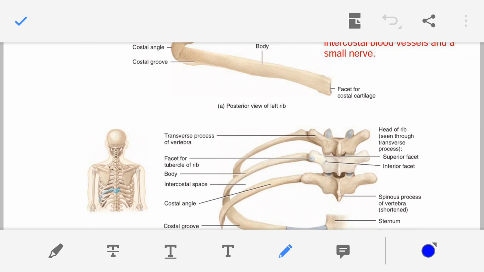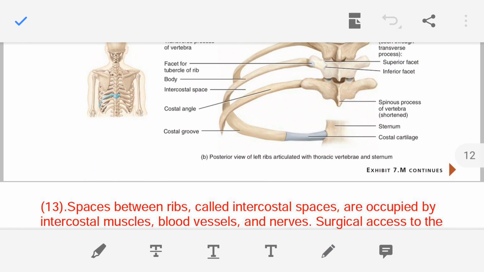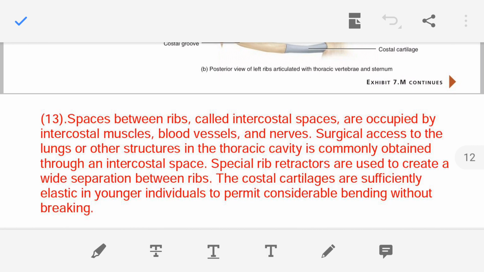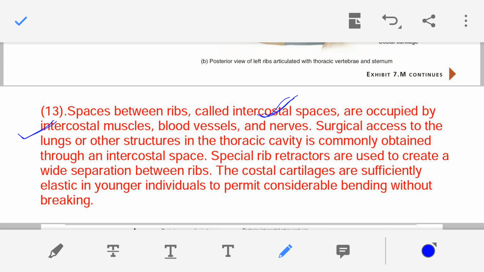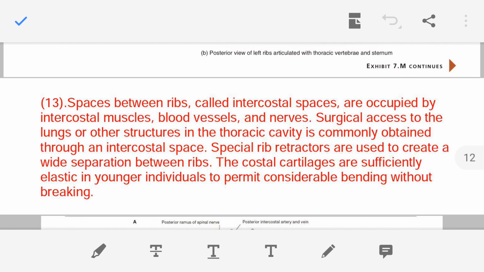Let's say between this rib and this rib. So this part, or we can say this part, is the intercostal space. Now, what is present in this intercostal space? So in these intercostal spaces, intercostal muscles are present, blood vessels and nerves are present. So let me show you this in the figure.